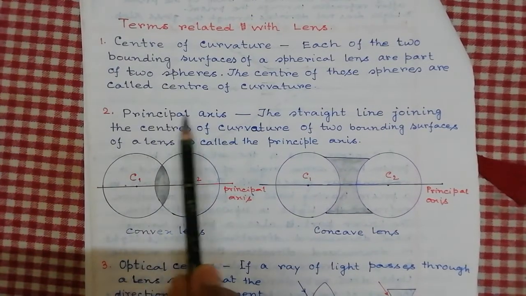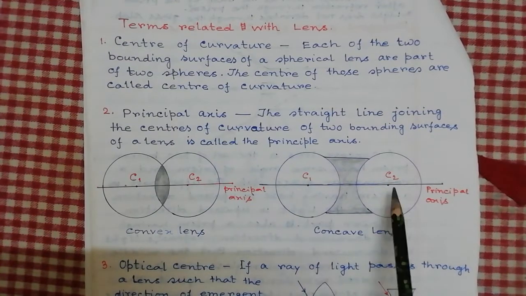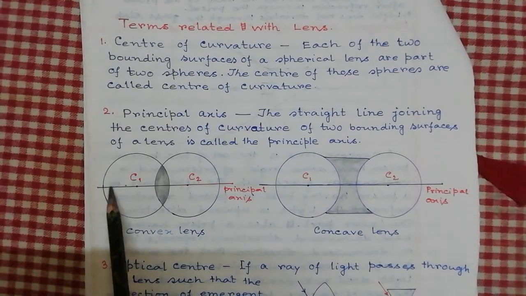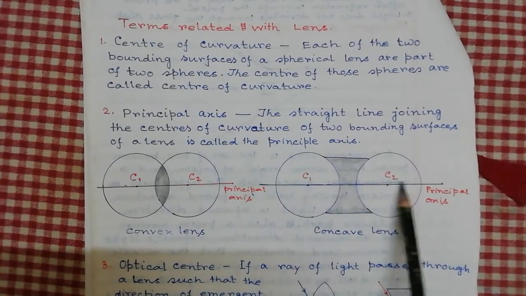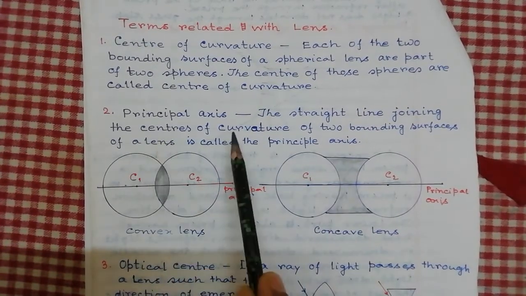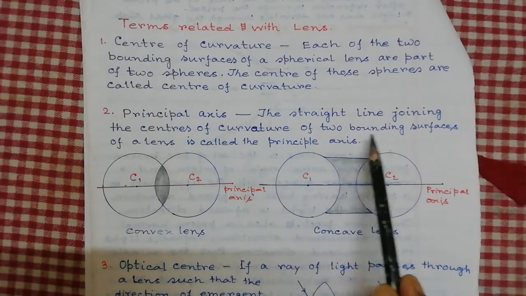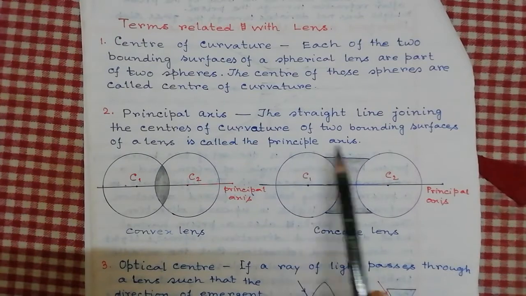Now, the principal axis. These two are the centers of curvature. A straight line which joins these two centers of curvature is known as the principal axis. The straight line joining the centers of curvature of the two bounding surfaces of a lens is called the principal axis.